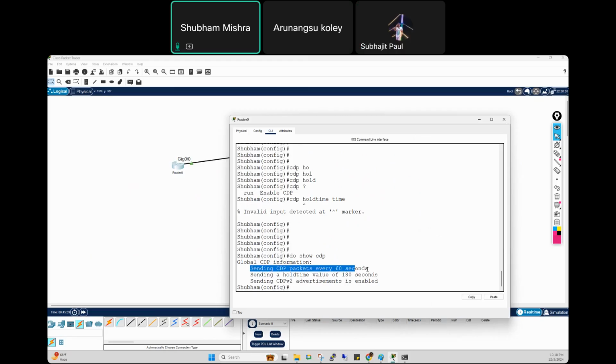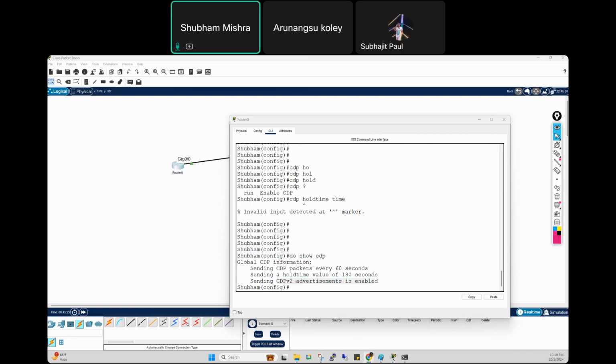कि हर पैकेट को आफ्टर एवरी 60 सेकंड पे भेजेगा. होल्ड टाइम क्या है इसका? 180 सेकंड. और वर्जन 2 यूज हो रहा है. Enable. क्लियर ना एवरीवन? Guys, that is all about the CDP.